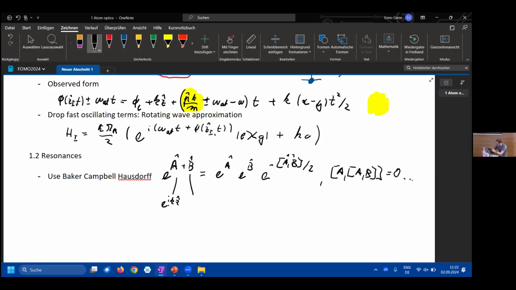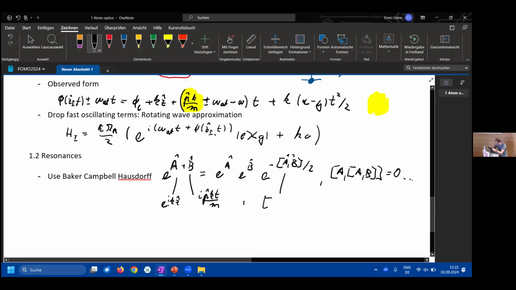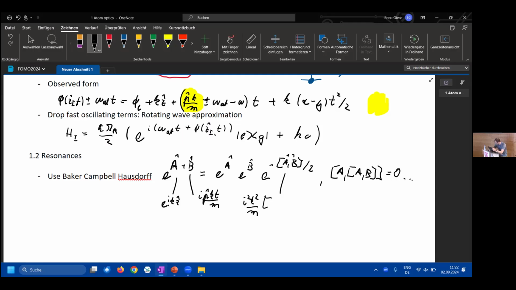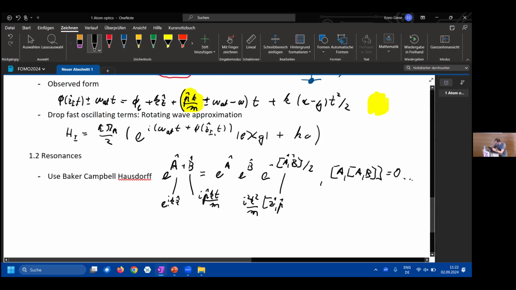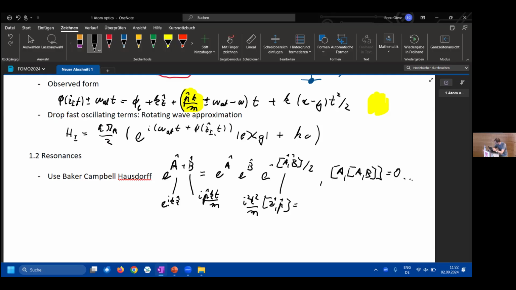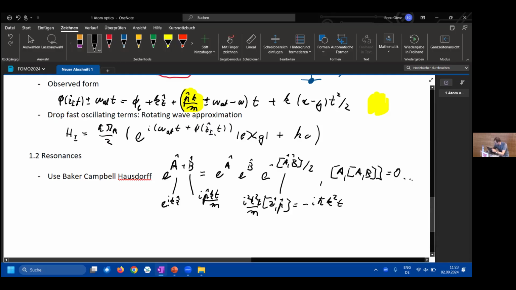So we say that B is just i times p times k times t over m. And now the question is, what's the commutator between those two? The commutator, of course, is now i squared k squared over m times the commutator of z and p. And here we just use the canonical commutation relations and find that we have minus i h bar times k squared times t over m. And we still have to divide that by 2.